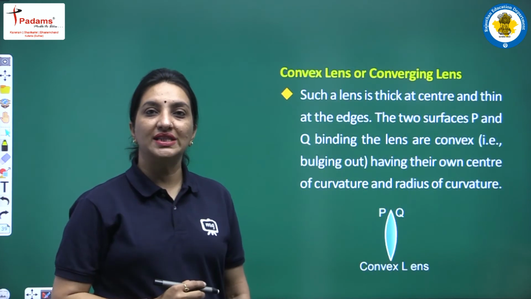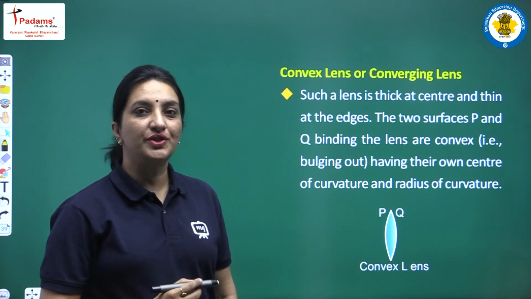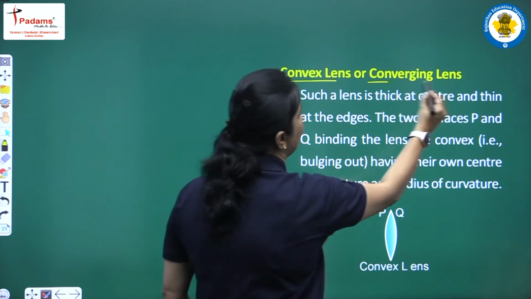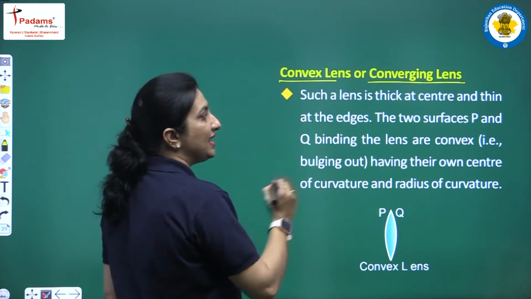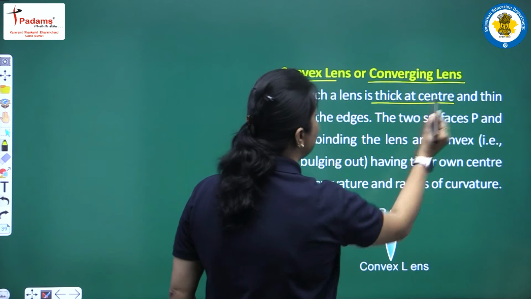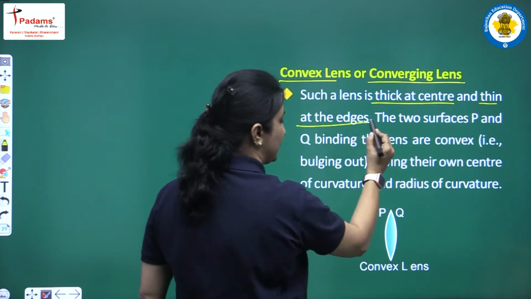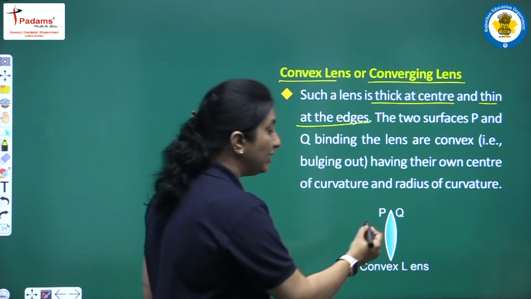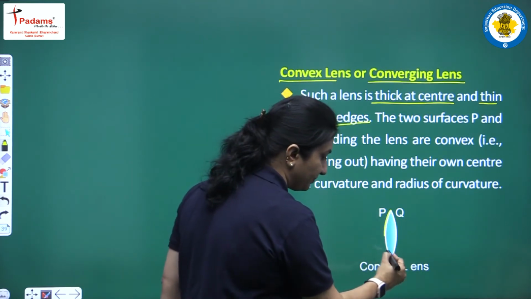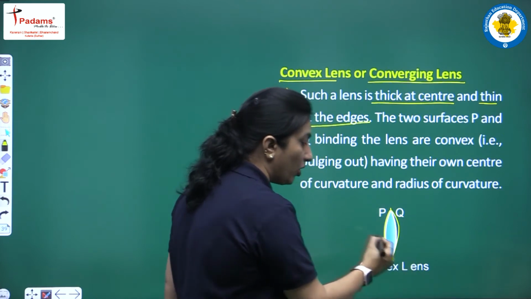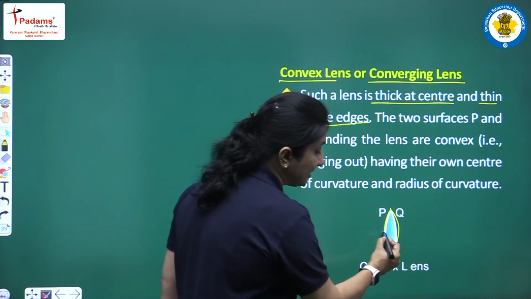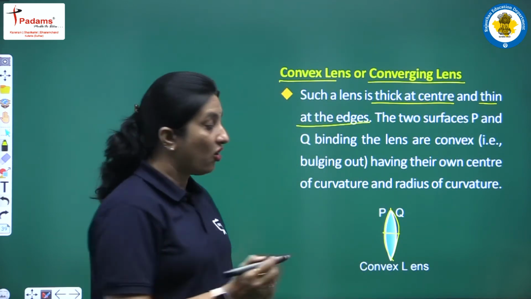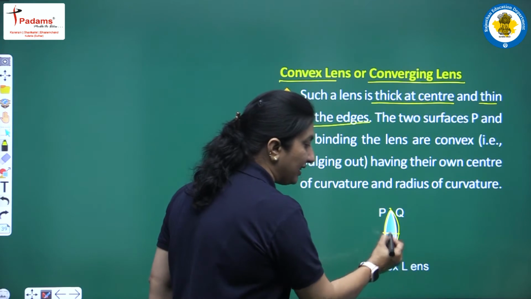To begin with, we will start with the first type of lens, which is a convex lens, also known as a converging lens. Such a lens is thick at the center and thin at the edges. Now here we see that a convex lens is shown having two surfaces P and Q. This lens is thick at the center and thin at the edges.